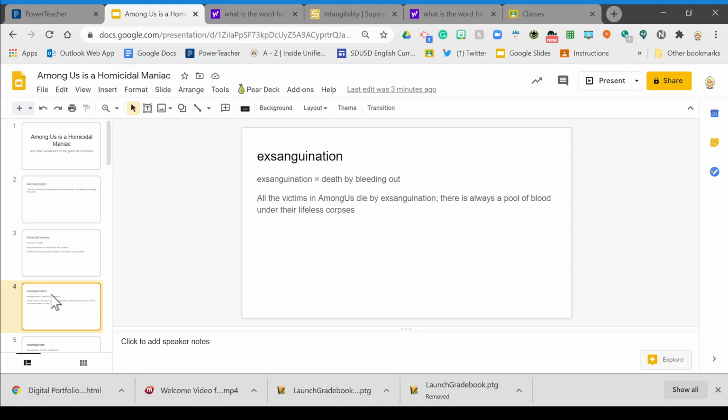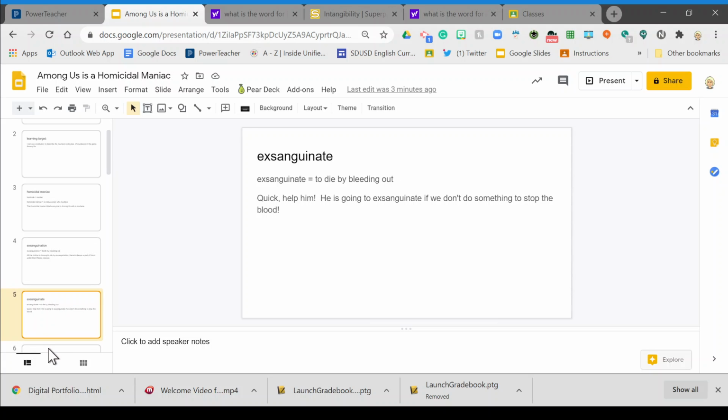Exsanguination. Exsanguination means death by bleeding out. All the victims in Among Us die by exsanguination. There is always a pool of blood under their lifeless corpses. Exsanguinate means to die by bleeding out. Quick, help him! He is going to exsanguinate if we don't do something to stop the blood.